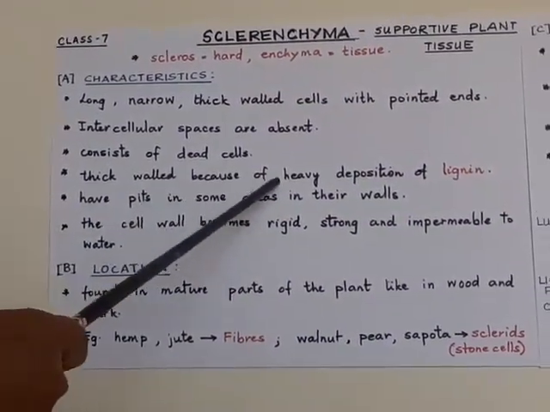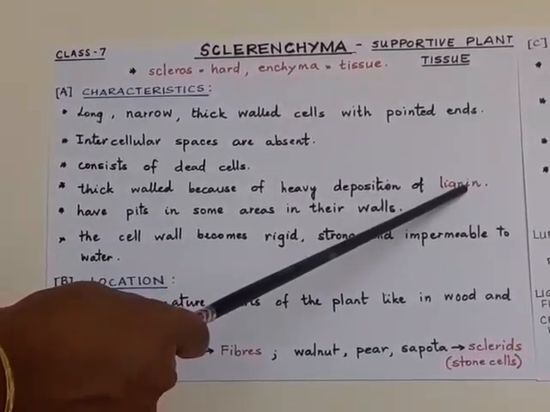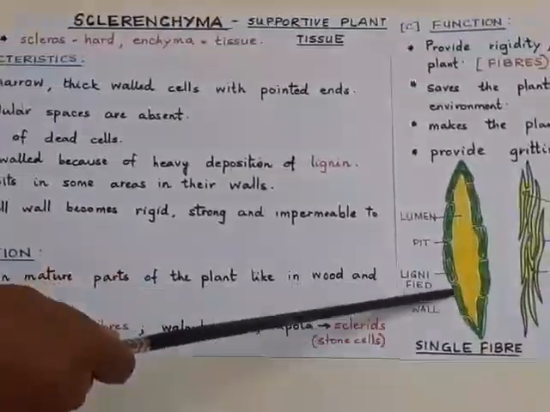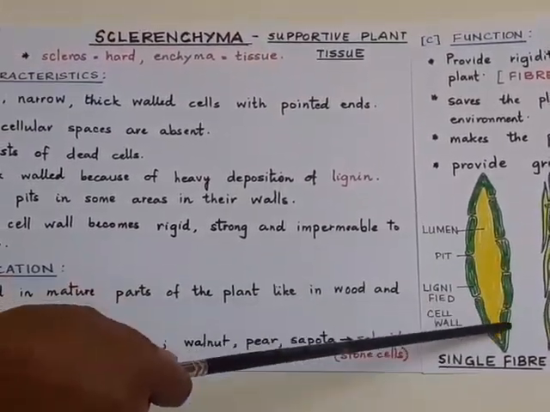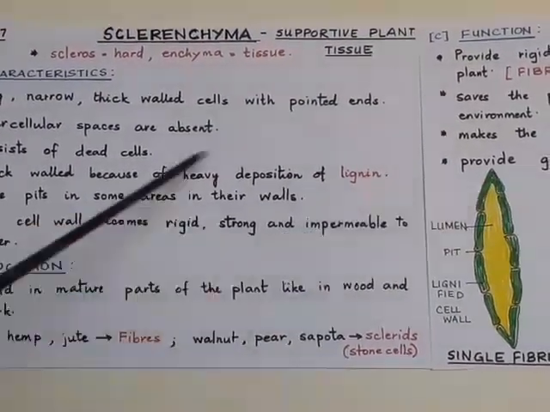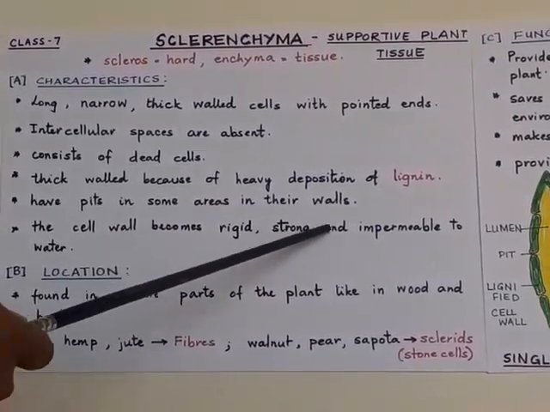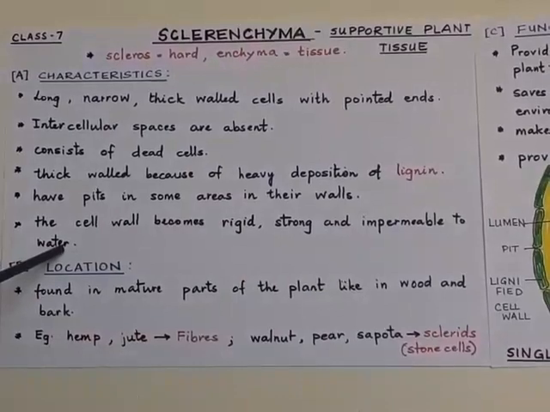Thick walled because of heavy deposition of lignin, they have pits in some areas in their walls. Not all along, but in some areas of the wall they have pits. The cell wall becomes rigid, strong and impermeable to water.